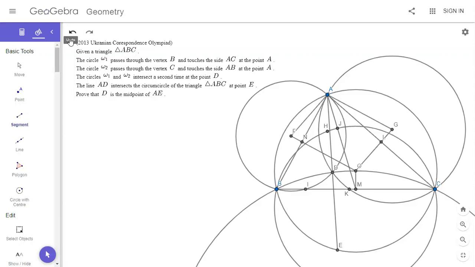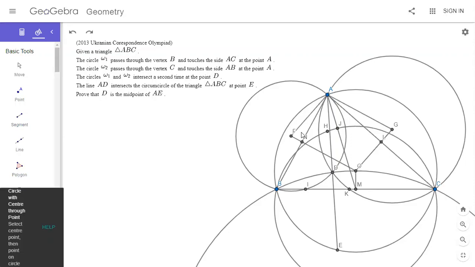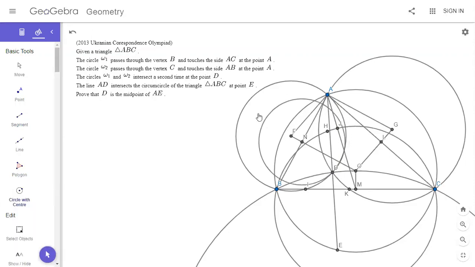NDK can be proved collinear because we know NDA is equal to NAD. NDA. Do we know that or don't we? I don't think that's true. No, NDA is not NAD.